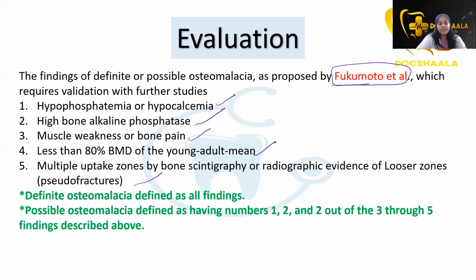But if he does not have all five, but has the first and second factors, and 2 out of the 3 remaining findings, it is considered as osteomalacia. The first and second factors are important: hypophosphatemia or hypocalcemia should be there, and high bone alkaline phosphatase should also be present. And of the last 3 factors, any two, if present in the patient, then the patient qualifies for osteomalacia.